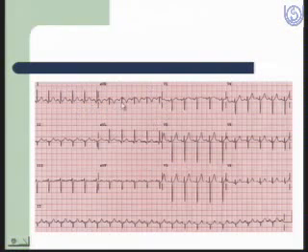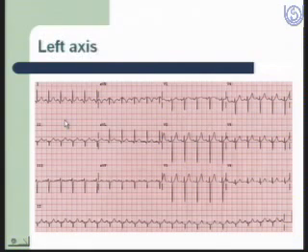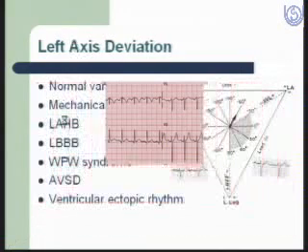Now this is an ECG. One has to calculate the axis. So one has to see lead 1 and lead AVF. You see that lead 1 is positive and lead AVF is negative. So what will be the axis? Left axis. Very good. So this is a slide of left axis deviation on the QRS axis.